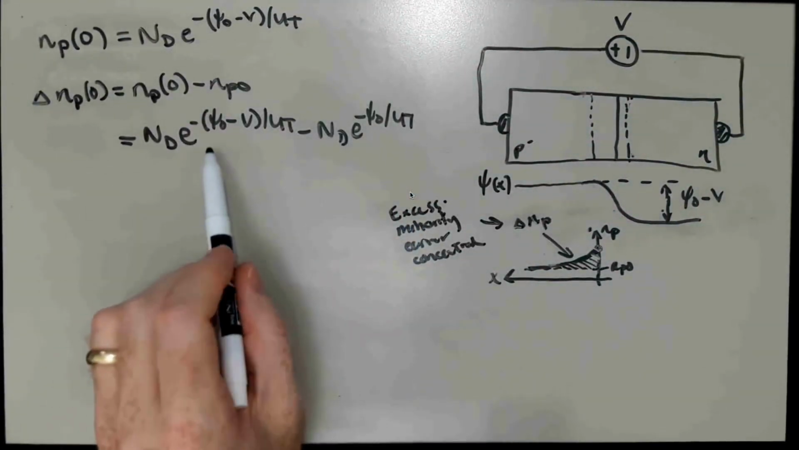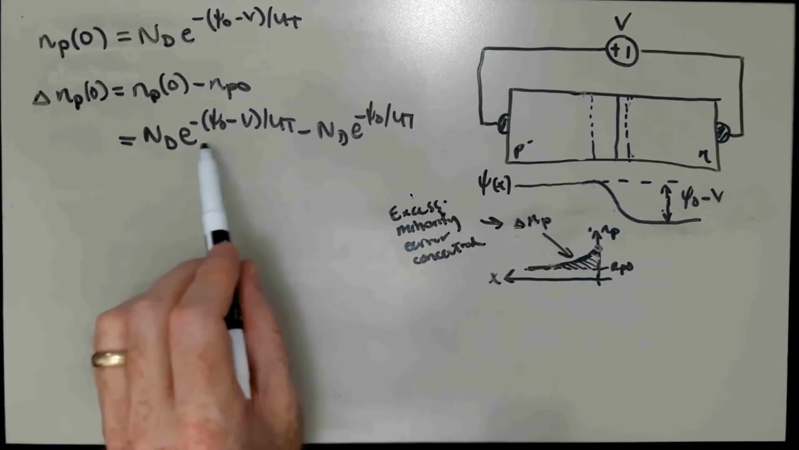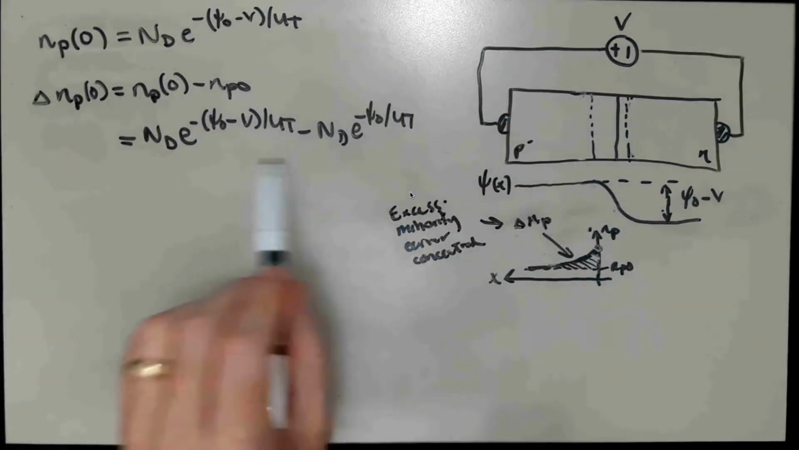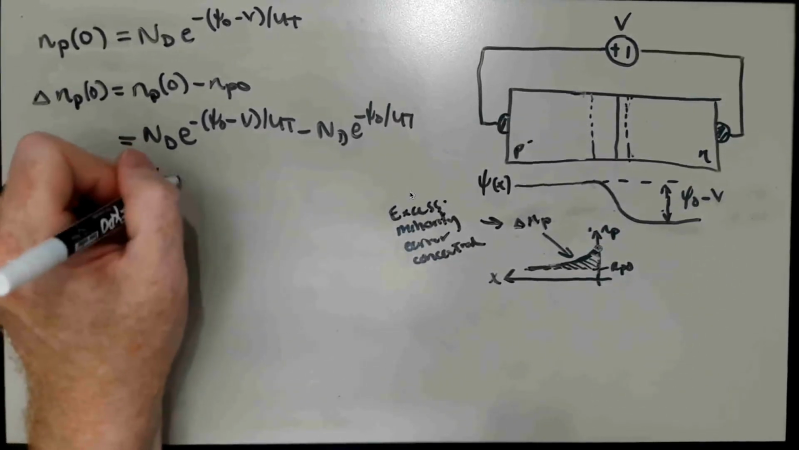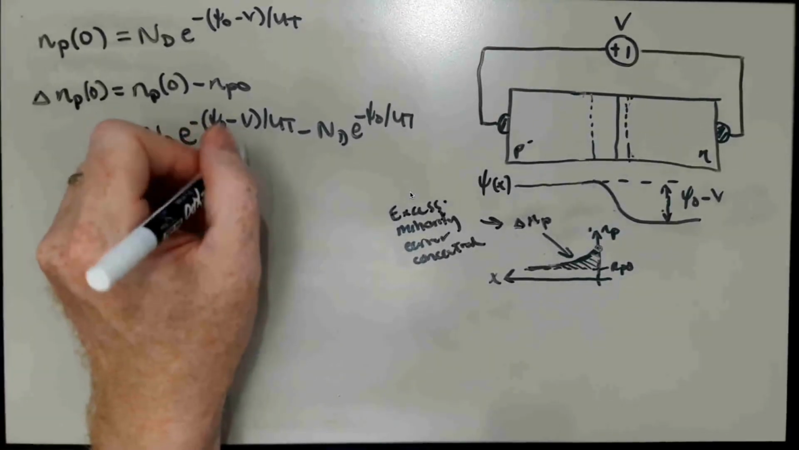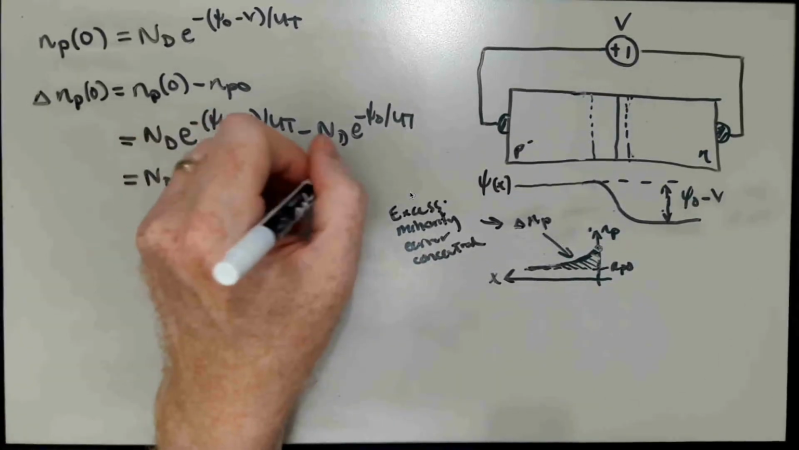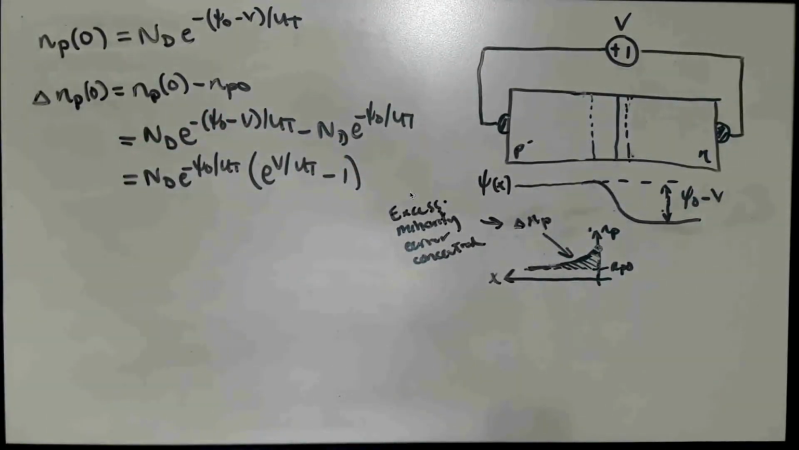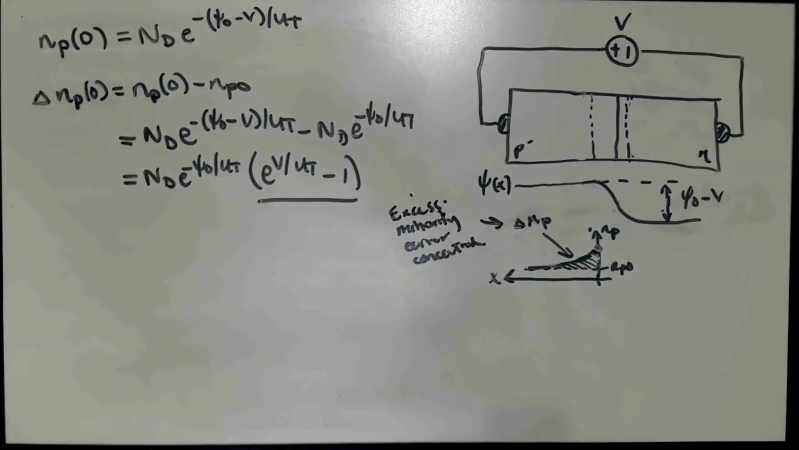And of course we can take this e to the minus psi 0 plus v over ut and break it up into a product of two things and factor out the common stuff. And this is equal to n sub d e to the minus psi 0 over ut times the quantity e to the v over ut minus 1. And so here is that factor that we found in the ideal diode equation.